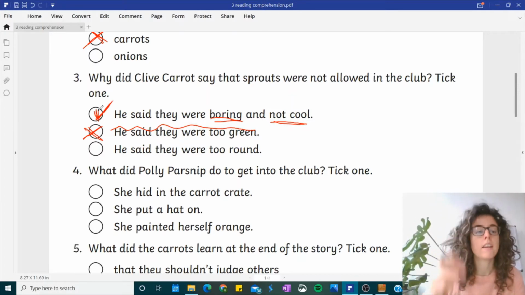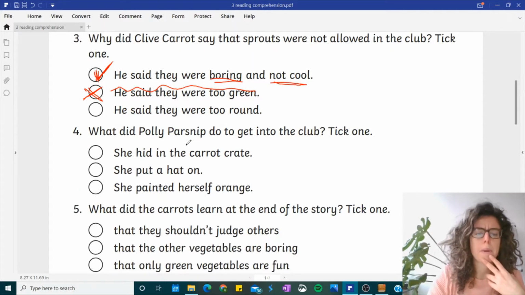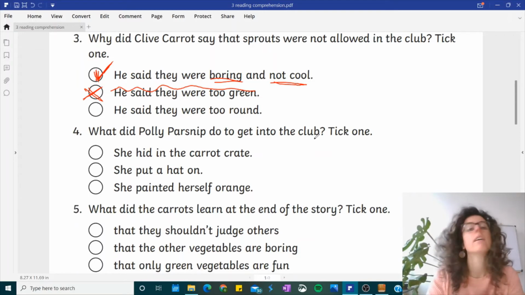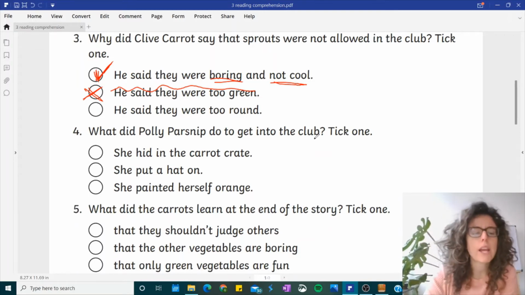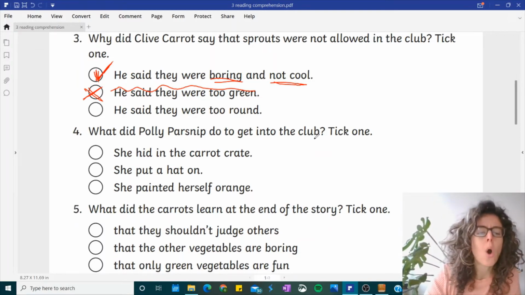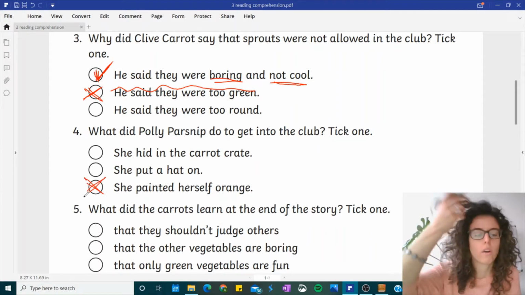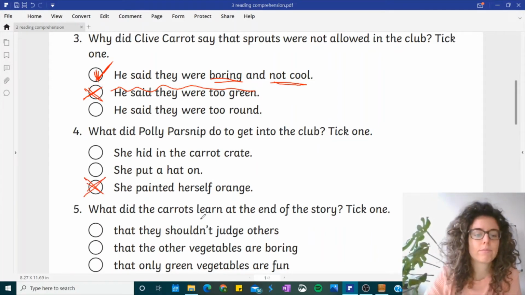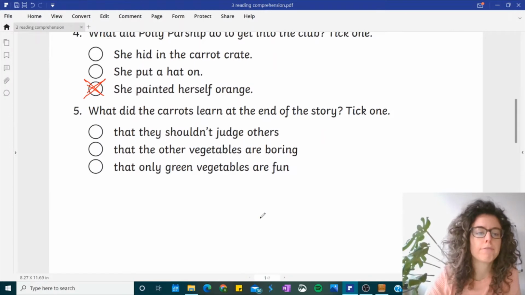Okay, now, number 4. What did Polly Parsnip do to get into the club? Tick 1. She hid in a carrot crate, she put a hat on, or she painted herself orange. I think we all know the answer to this one, right? Yeah, she painted herself orange.